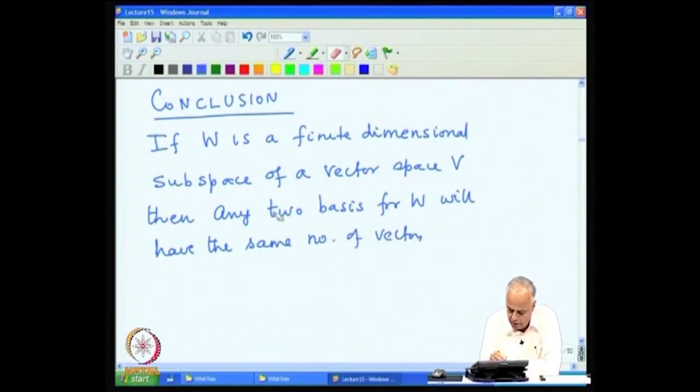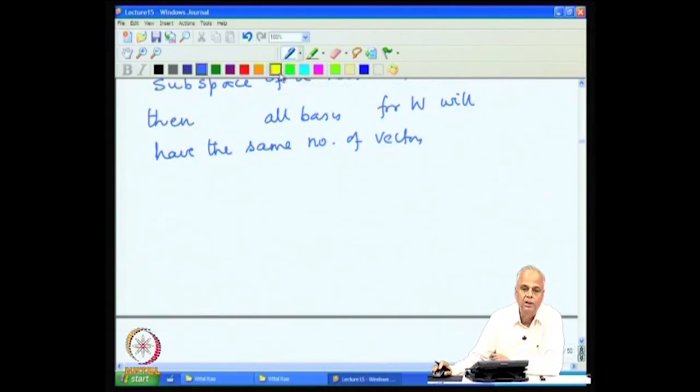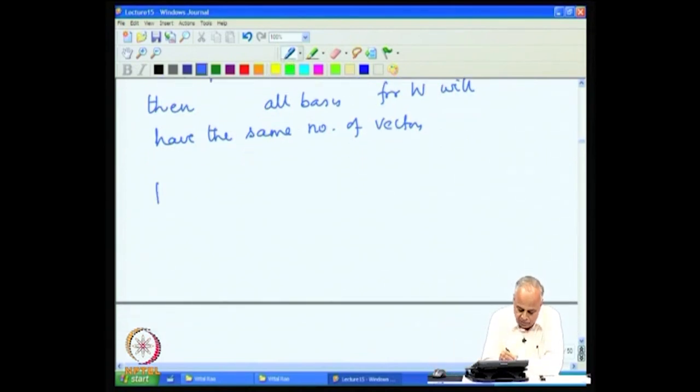Or we can say all bases for W will have the same number of vectors. So, if W is a finite dimensional space, no matter which, if you pick one basis and see how many are there, say 10, you go and look at any other basis, that will also have 10 vectors, and any other basis will also have 10 vectors and so on. So, there is this number which is an invariant for all bases, and this number leads us to the following definition.